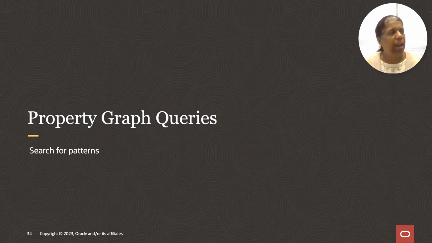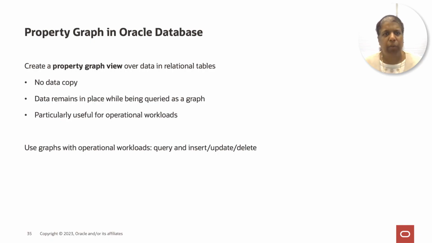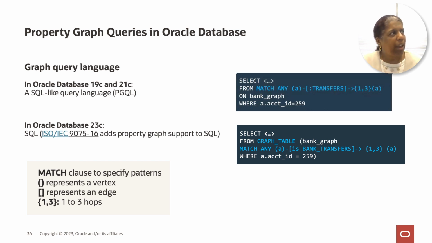So now let's look at some query examples. I want to reinforce once again that we are creating a graph view over tables in Autonomous Database. There was no data copy. The data remains in the Autonomous Database tables, and it is queried as a graph. And now we come to the actual queries. When you have this graph model, you need the syntax to specify this pattern, like the syntax to specify a cycle or a path. And that's what any graph query language will allow you to do.